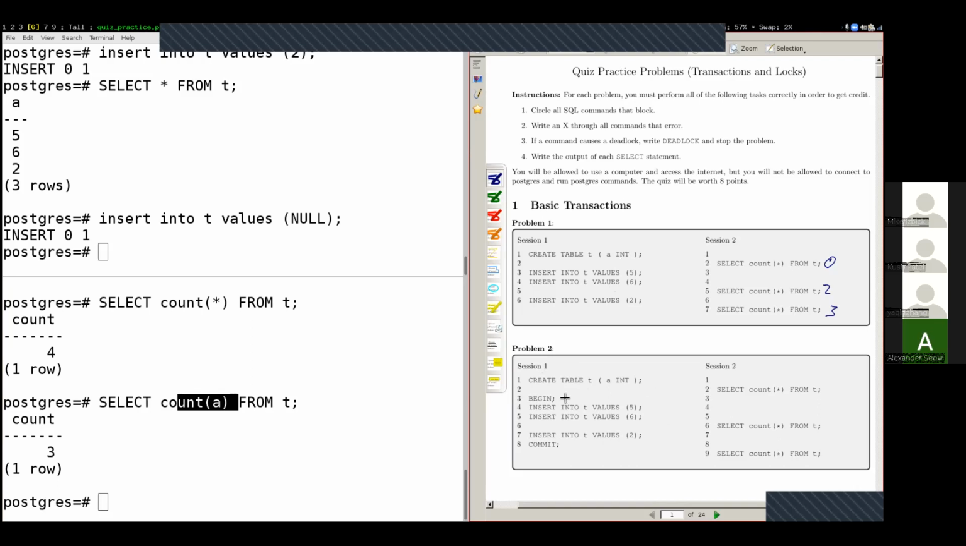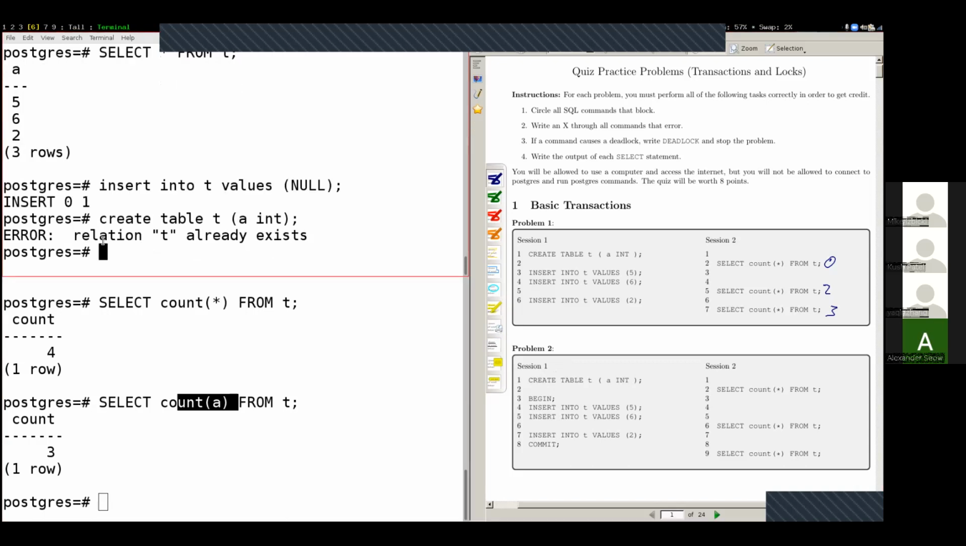Okay, so problem number 2 here gets us to the first weird thing that's going on. Before we get to problem number 2, though, we have to reset our system in order to rerun these commands. You'll notice here, if I rerun the create table T a int in my session 1, we'll get this error that relation T already exists.